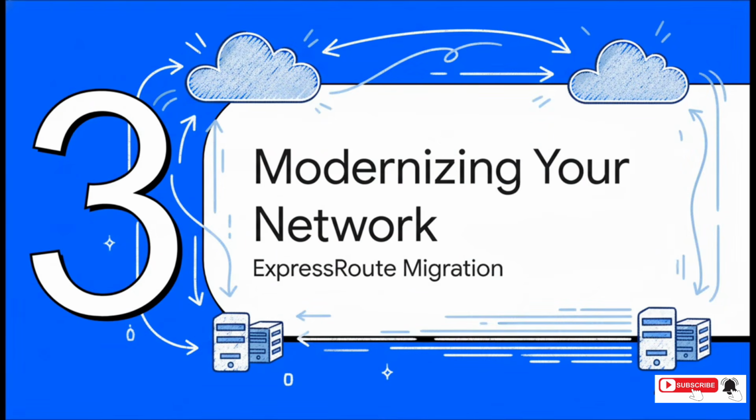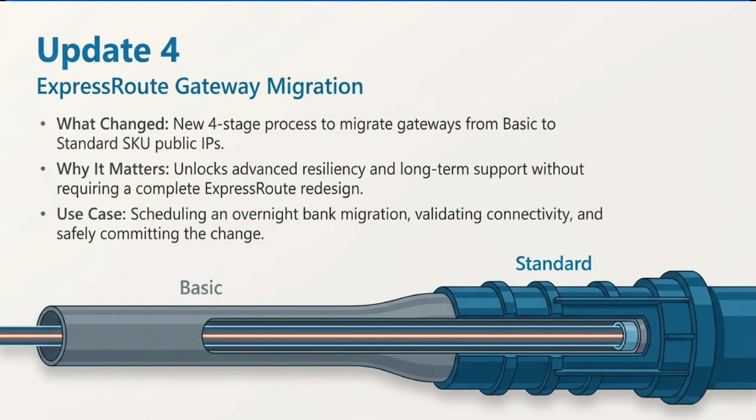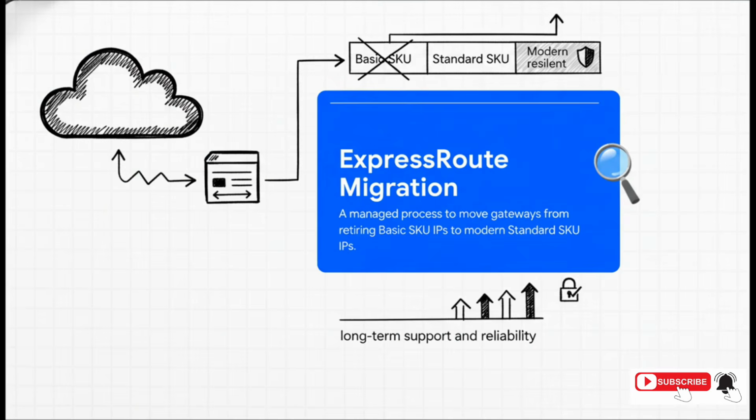All right, let's shift gears over to networking. If you're someone who relies on ExpressRoute for that hybrid connection back to your on-premises data centers, this next update is definitely for you. So the old basic SKU for public IPs is being retired. That means if you're using it, you are going to have to migrate.